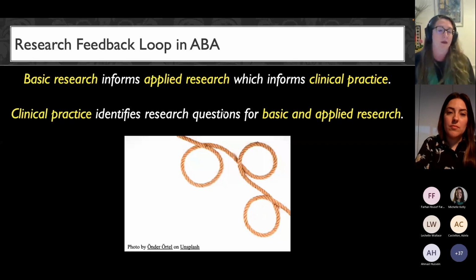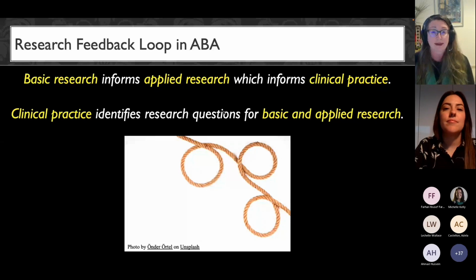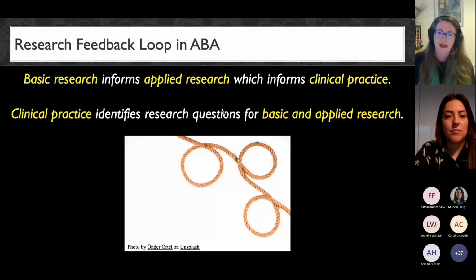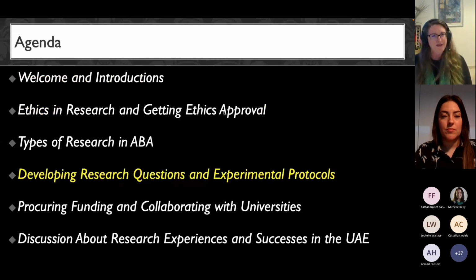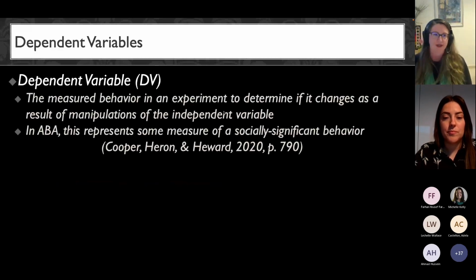So we need clinical practice, so all of you who said you were in clinical settings, to help us identify research questions. What's not working correctly, or what do you think could be more efficient or better or lead to better maintenance? All these things that you think about as clinicians, to toss those back to be evaluated in basic and applied research. So if you've ever thought about that, how could this be improved? How could I do this better? Then you're ready to develop research questions.